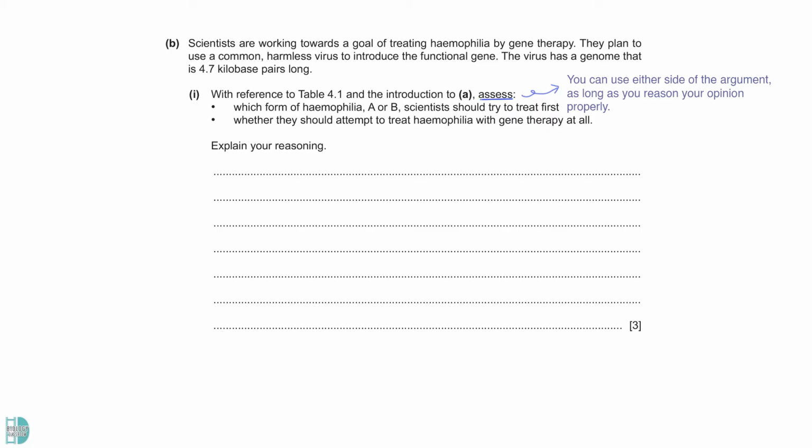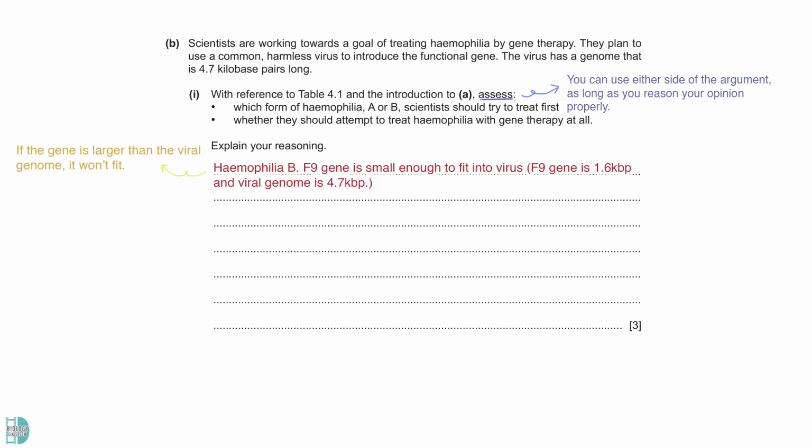Let's discuss which form of hemophilia they should treat first. If your answer is hemophilia B, you can use the gene length to support your choice. The F9 gene is only 1.6 kilobase pair. It is small enough to fit into the virus with a genome of 4.7 kilobase pair. If your choice is hemophilia A, it is probably because it is more common than B. Then, take your stand on the attempt to do it.